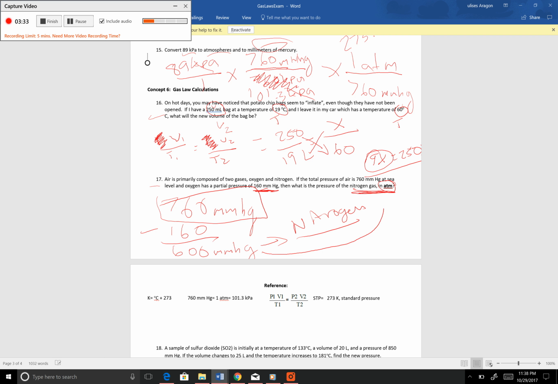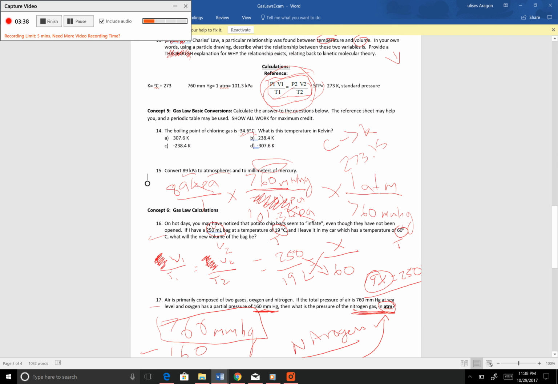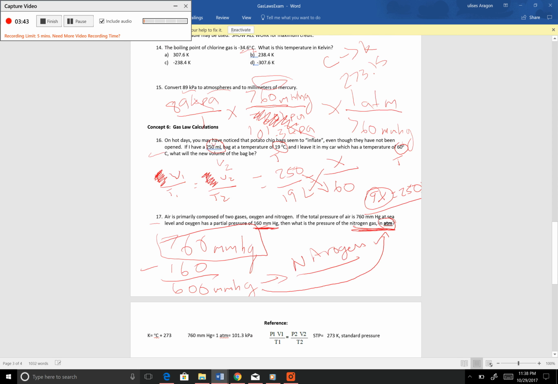So now you guys convert to ATMs. Your conversion chart is up here, right? 760 millimeters of mercury is equal to 1 ATM.